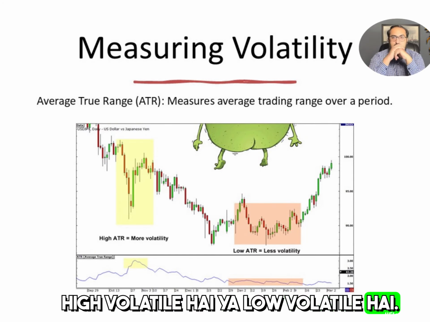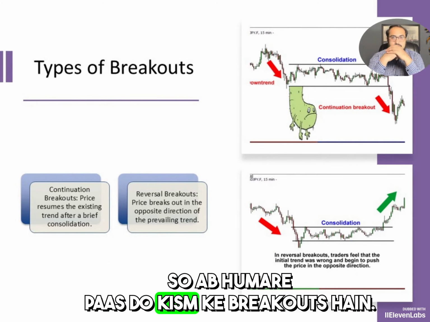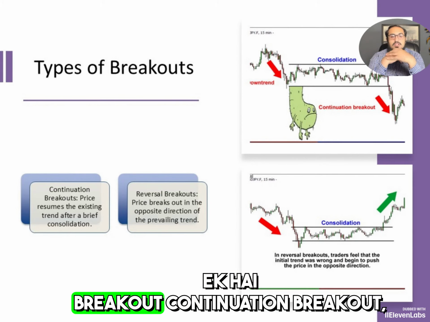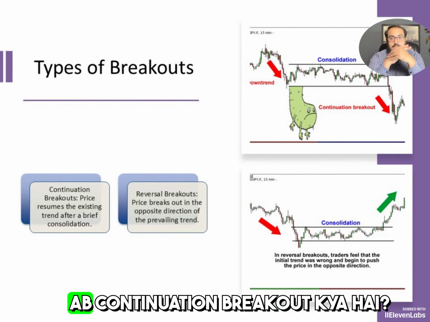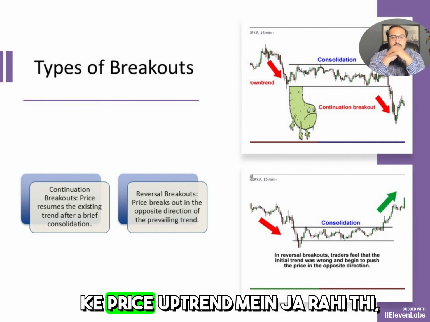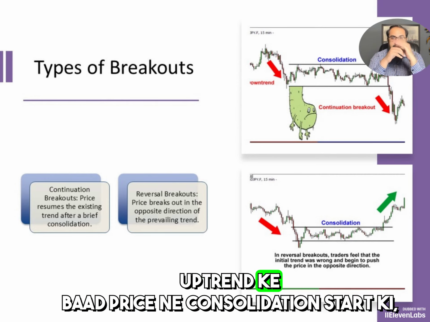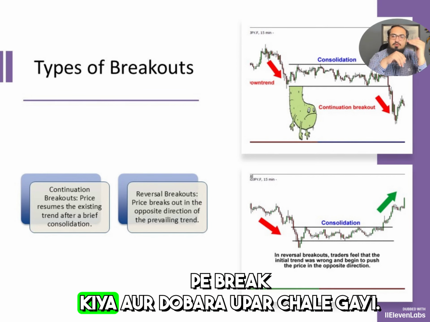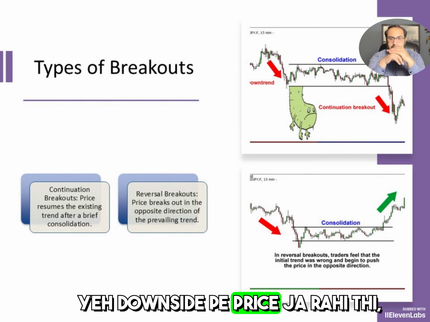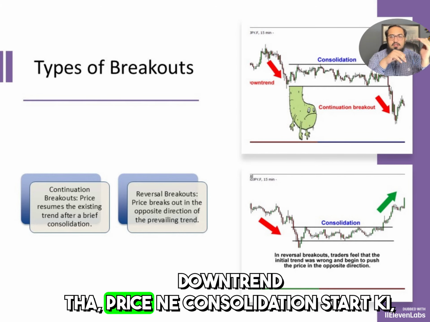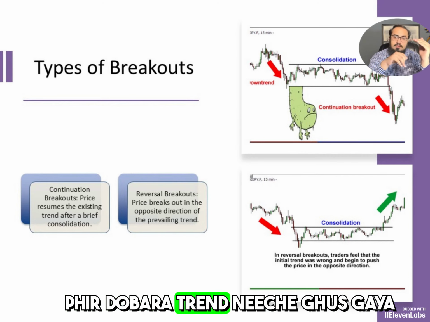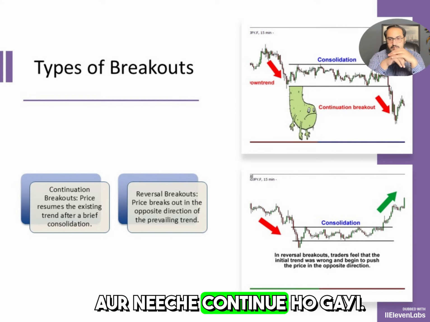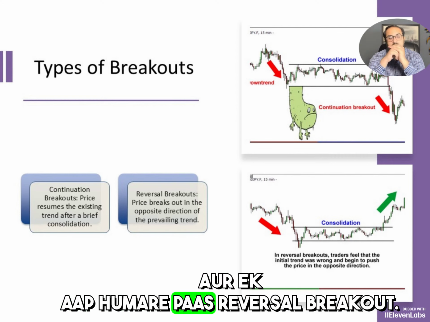So now we have two types of breakouts. One is a continuation breakout and the other is a reversal breakout. Now, what is a continuation breakout? It is when the price was in an uptrend. After the uptrend, the price started consolidation. After consolidation, the price broke upwards and will go up again. Or the price was going downwards, then started consolidation, then the trend will continue going downwards, and that is a continuation breakout.